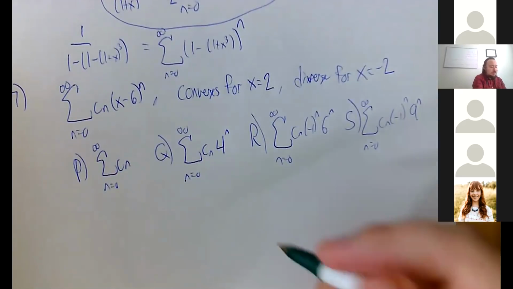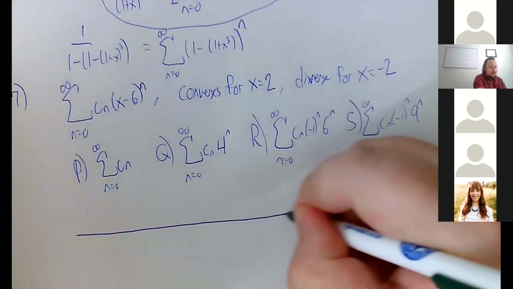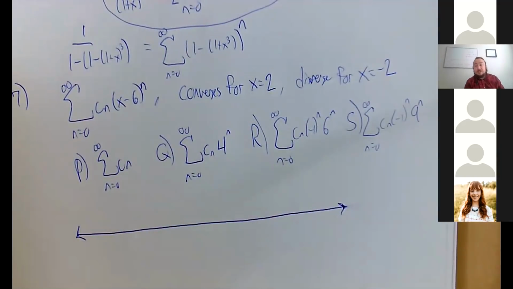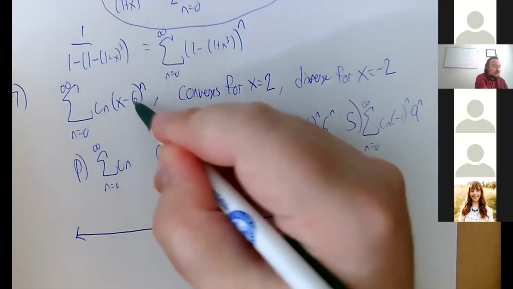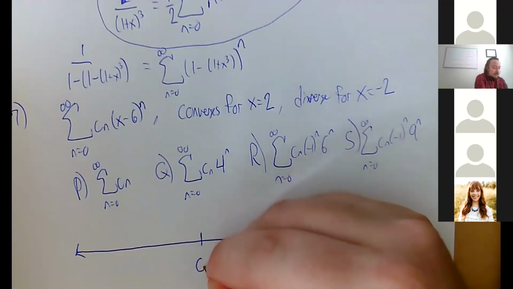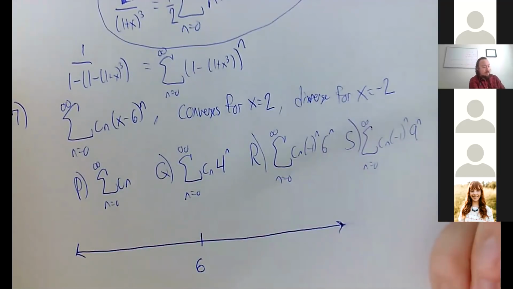All right, so let's draw a number line here. This is going to be by far the most helpful thing to solve this problem. Now, the center of a series is called the center for a reason. The center of the series is at the center of the interval of convergence. So the center of the series is 6, right? It's always x minus whatever the center is. So I'm going to put that right in the center of my number line. 6 goes right there.